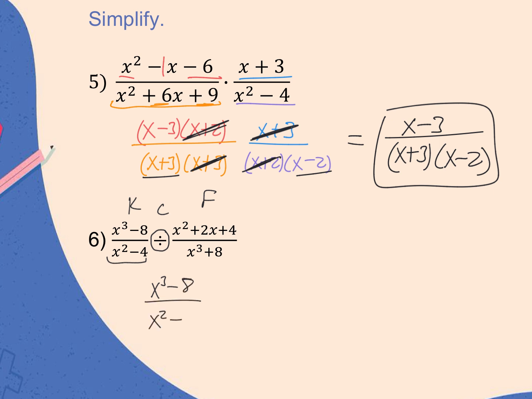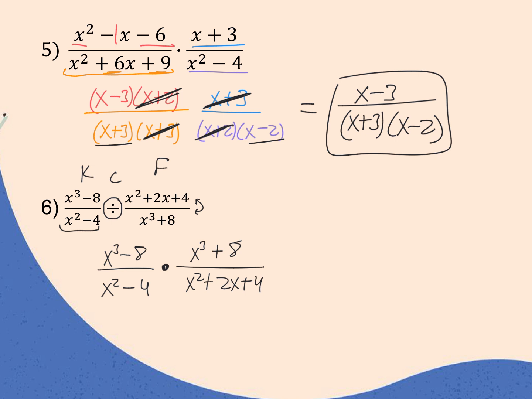So I get x to the third minus 8 over x squared minus 4. Change the division to multiplication and flip the last fraction. So this becomes x to the third plus 8 over x squared plus 2x plus 4. All right. And so now let's try to factor every part of it, right? Now this looks like one that we've done so far, right? We've been doing a lot of multiplication ones. All right. It looks like the top, this can factor as a difference of cubes.